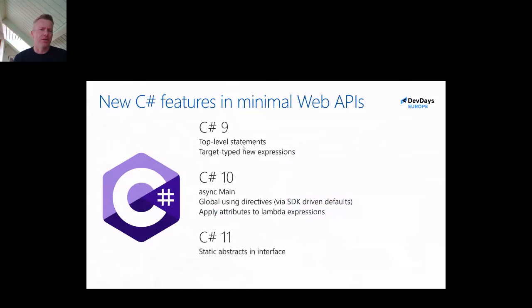Then in C# 10, there's some additions to creating this async main. And there's global using directives, so you don't have to specify each and every using directive. You can just do that from a global file that is auto-generated. And it's SDK-driven defaults, so you'll get a lot of the things that are obvious out of the box for free. And in C# 10, you could also apply attributes to lambda expressions. We'll get to that. And in C# 11, it's possible to do static abstract methods in interface declarations. And we'll also see that later on. But those are the things that make it much easier to use less code to tell more.